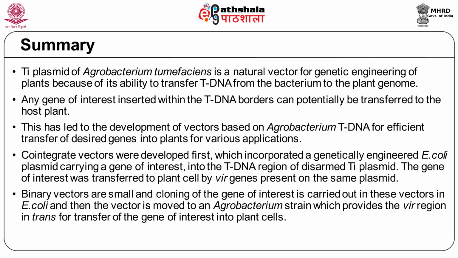Cointegrate vectors were developed first, which incorporated a genetically engineered E. coli plasmid carrying a gene of interest into the tDNA region of disarmed Ti plasmid. The gene of interest was transferred to the plant cell by Vir genes present on the same plasmid. Binary vectors are small and cloning of the gene of interest is carried out in these vectors in E. coli, and then the vector is moved to an Agrobacterium strain which provides the Vir region in trans for transfer of the gene of interest into plant cells.